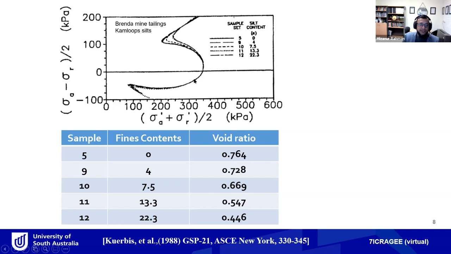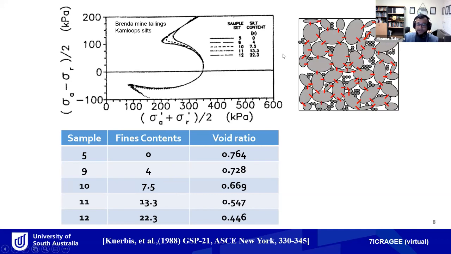The compression side and extension side behavior are almost the same, except the compression side is a little bit different at higher fine content. So what happened over here is, as we increase the fine content, the void ratio is decreasing, but more or less their behavior remains the same. So this global void ratio is not representing their skeleton structure, not representing their strength.